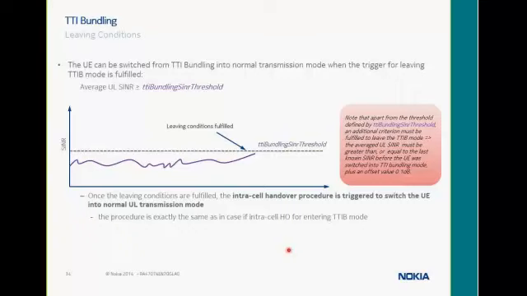What we have is when the average uplink SINR is greater than or equal to the SINR threshold, which is one of the conditions that triggered going in, once we exceed that SINR threshold, we will leave TTI bundling. Again, we will then need to do an intra-cell handover to move back into normal transmission mode.